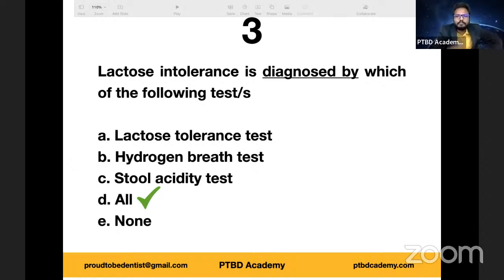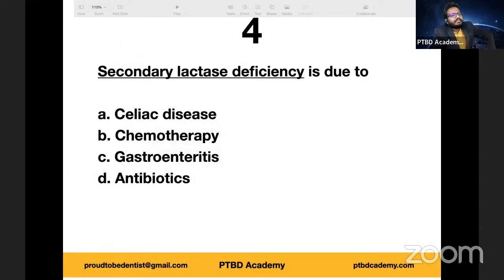Now let's move on to the penultimate question. Secondary lactase deficiency is due to which of the following conditions? Primary is hereditary, usually starts in infancy, and by adolescence or adulthood, most of the lactase or beta galactosidase enzyme is lost, leading to lactose intolerance.